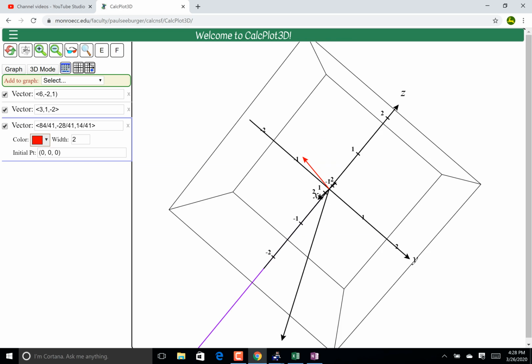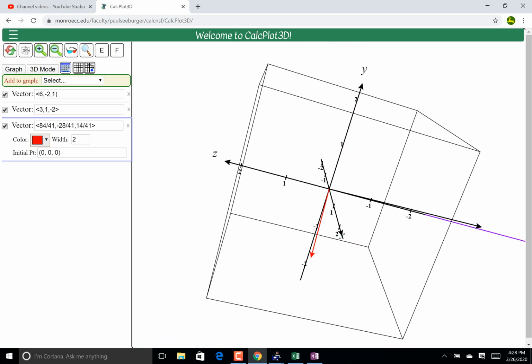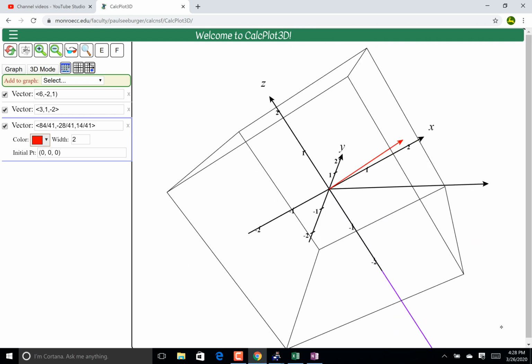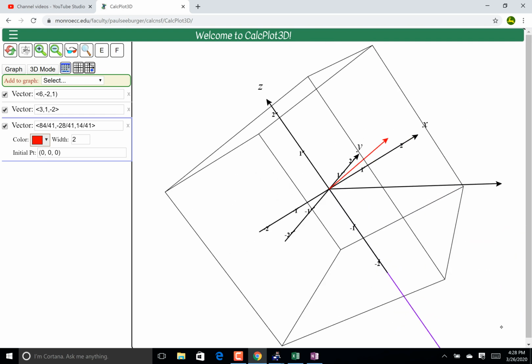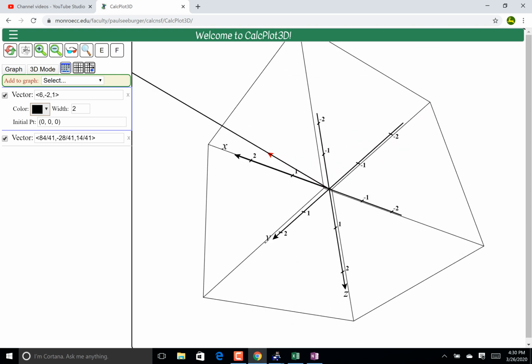Hey, look at that. It's going in the same direction. Oh, what? Something's a little screwy there. It's a little less screwy. Still isn't correct, though. Okay, I just retyped that one in, and it's sitting right on top of that vector. You see that? That's what's supposed to happen.